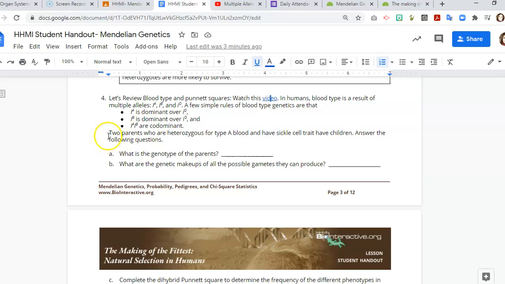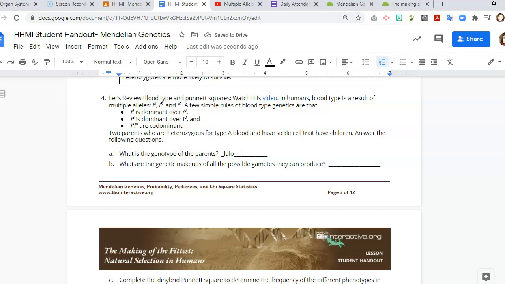Now the question is asking: two parents who are heterozygous for type A blood and have sickle cell trait have children. Answer the following questions. What is the genotype of the parents? If we know that it is heterozygous, it is going to be I^A, which I don't have a way to make a smaller a, so I apologize. So I^A, and then I^O, right? So what I may do is make this a lowercase a, because that'll make more sense in a second. Okay, so I^O.